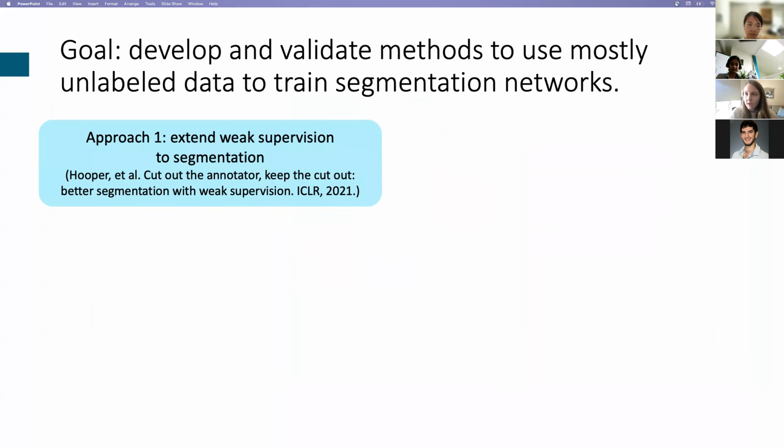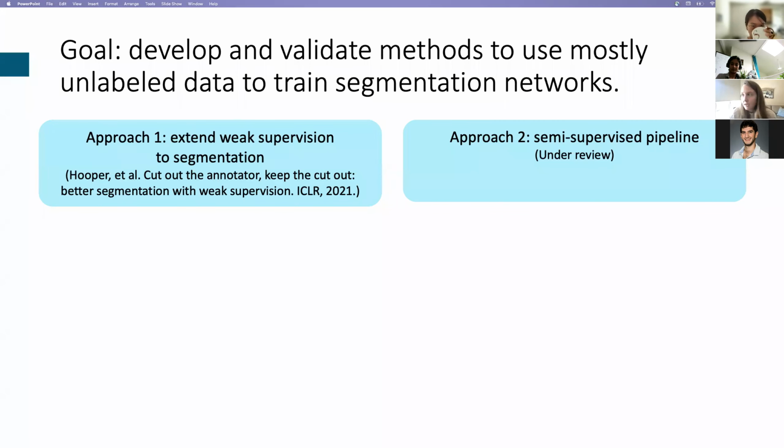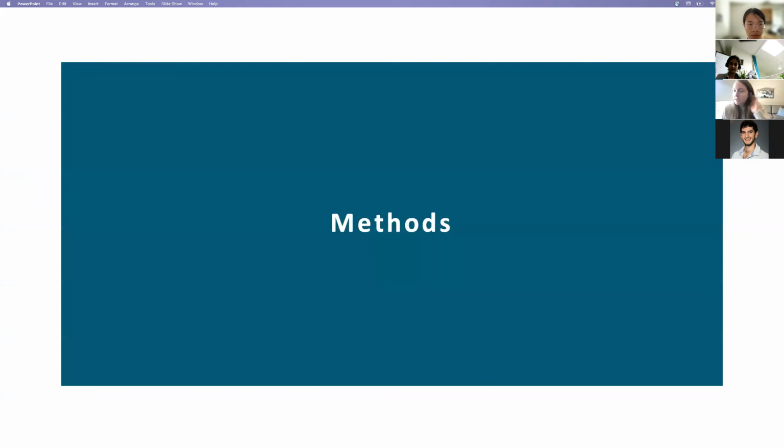We started this general line of research a few years ago. The first thing we did was work on extending a weak supervision framework, for those familiar with that set of approaches, to the segmentation use case. And this is something that we published this year at ICLR. But we initially submitted that ICLR paper about a full year ago. So since then, we've been working on an updated, more semi-supervised pipeline, which is what I'm going to be talking about today. So the next section is walking through what the semi-supervised pipeline looks like.